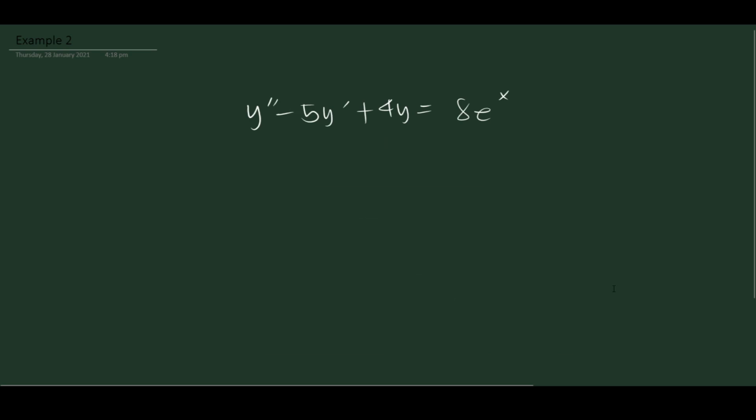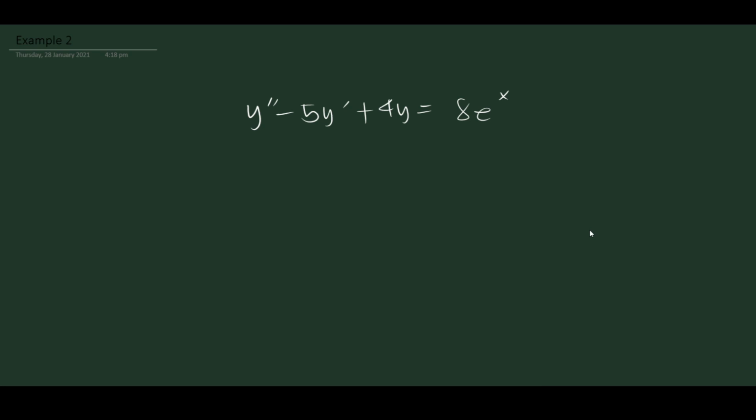Okay, hello everyone. Let us now do another example. We have here y double prime minus 5y prime plus 4y is equal to 8e raised to x. Now this will be a little bit different from the previous example. Okay, so let's start finding yc. So we apply the same procedure.